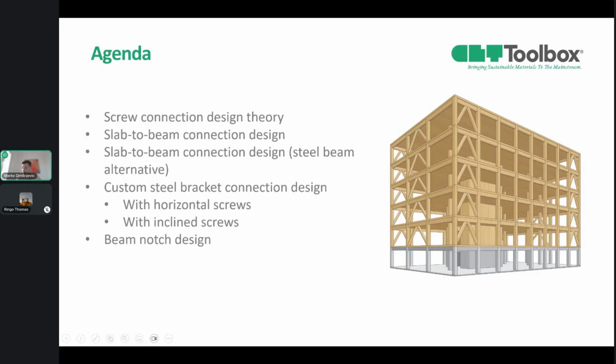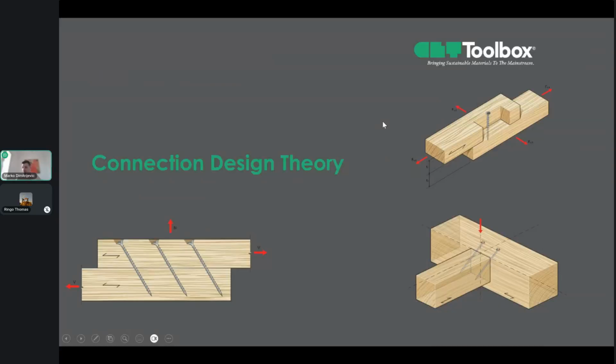And then we'll go with the design of the custom steel bracket with the horizontal first, and then inclined screws, and we'll apply some of the screw theory we're going to talk about in the beginning. The last part of the design will be related to the beam notch design. So let's look at the beginning of the theory of the screw properties and connection design.